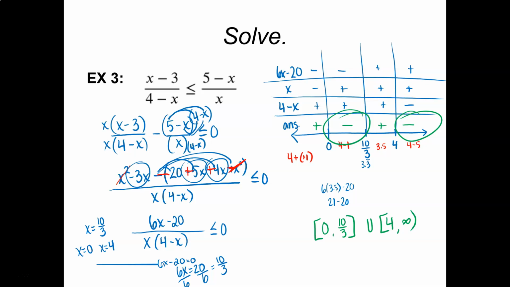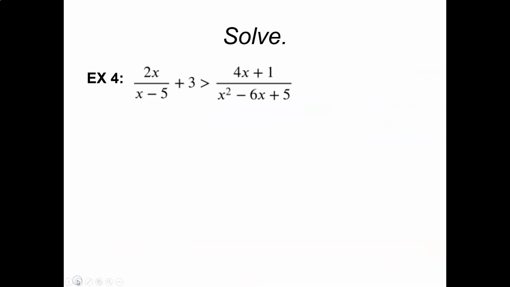What numbers cannot equal 0? 0 and 4, because their zeros came from the denominator, right? So I need to go back. I'm going to just erase that bracket right there with the 0 and the other one with the 4 and change those back to parentheses. So the only one with the bracket should be the 10/3, or it could be written like this: 0 is less than x less than or equal to 10/3, or x is greater than 4. Okay, questions?